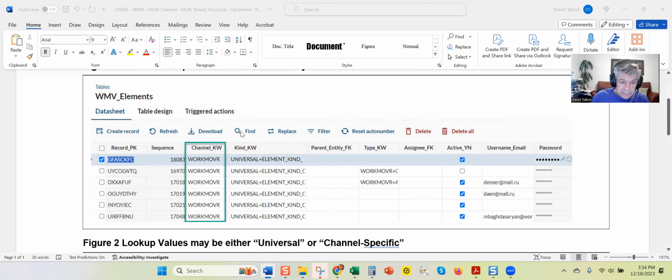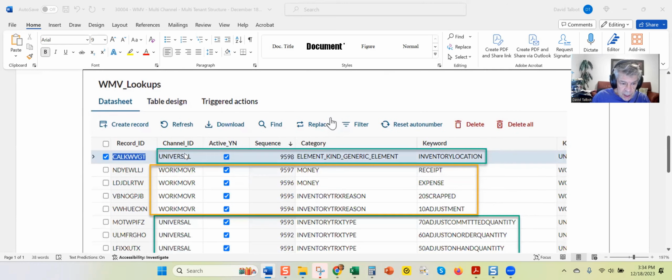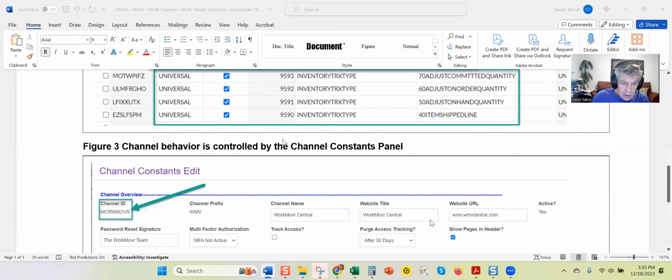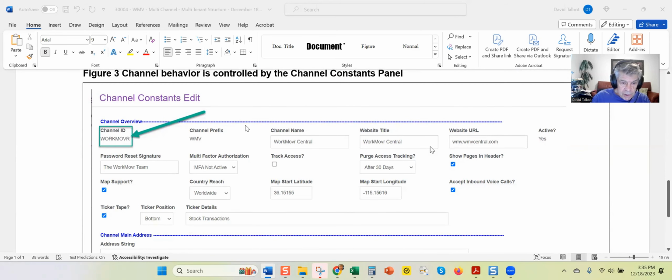So the way we did it is that it's not that difficult. We just, every table here is prefixed with a channel keyword, okay? And all the drop-down boxes, again, are prefixed with a channel keyword. So some drop-downs, like inventory transactions where it triggers a program, are a universal channel. But then, whether or not it's a transaction reason, for instance, scrapped or adjustment, that's particular to the business or to the channel. And so then the channels themselves, the behavior is handled by our channel constants panel.